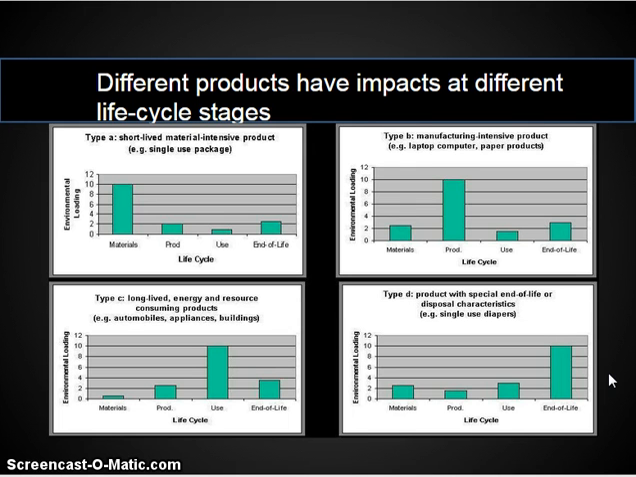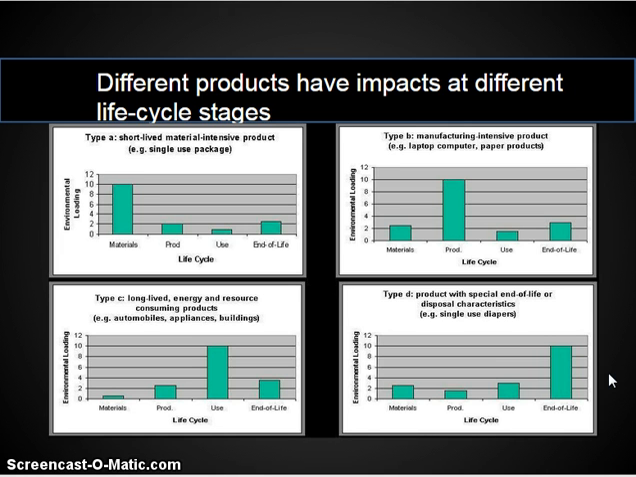Then you have type C, which would be long-lived energy and resource-consuming products. This would be an example of like a car, something that you can keep for 10, 15, 20 or more years. It requires a relatively small amount of materials and relatively low impact on production, but in use, you're constantly putting gas into it, you're constantly maintaining it, you're constantly adding to it, so there's quite a bit of an environmental load in the use stage, and then at end of life, again, disposal is always an issue.